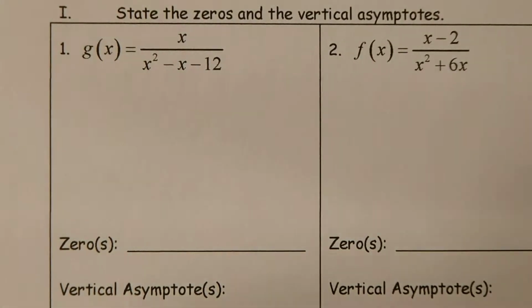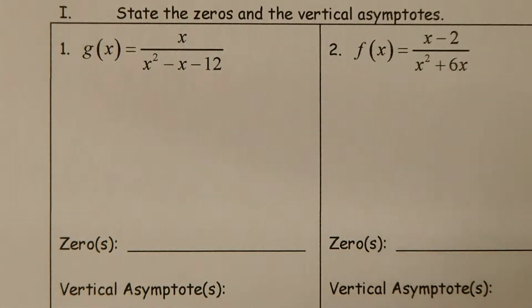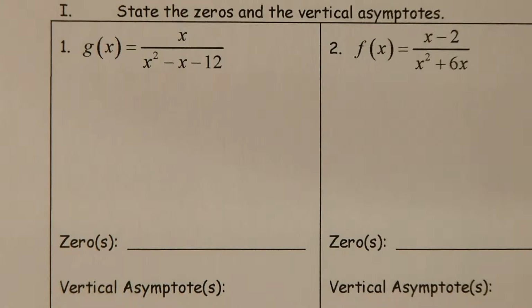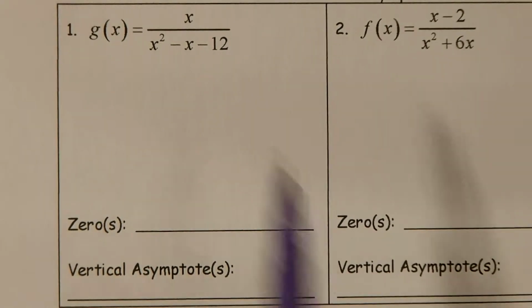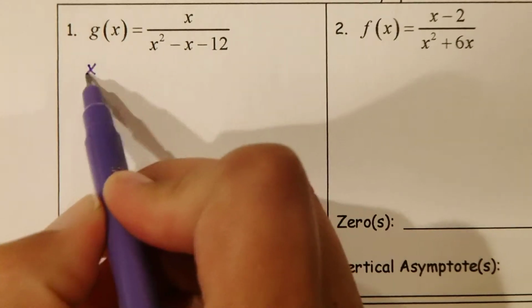State the zeros and the vertical asymptotes. Number 1, g of x equals x over x squared minus x minus 12. First step here is to factor the denominator. We need to know where the vertical asymptotes are, which is going to occur where the denominator is equal to 0. So let's set that up first.